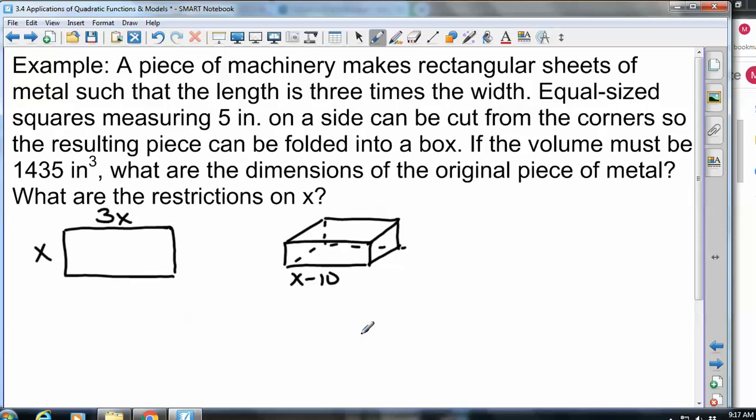Okay, my length was 3x, but I took 5 off this end and 5 off this end. So I took 10 off altogether. So it is 3x minus 10. The height of the box is the same as the size of the square I cut out. You guys agree with that? This is a 5 by 5, so when I fold it up, my box is 5 inches tall. So I have the dimensions on my box. Alright, take a second and make sure you know where I got that.